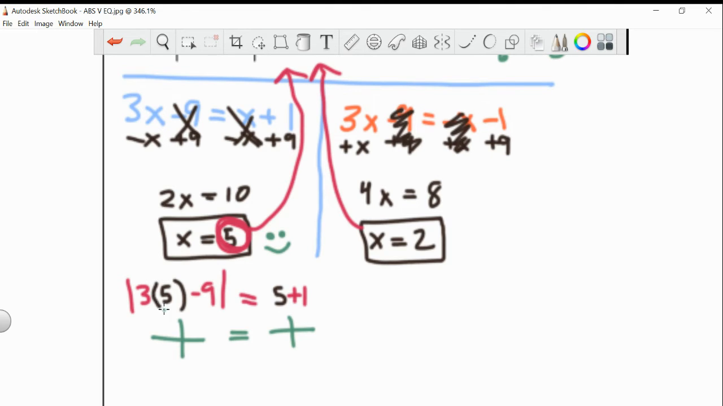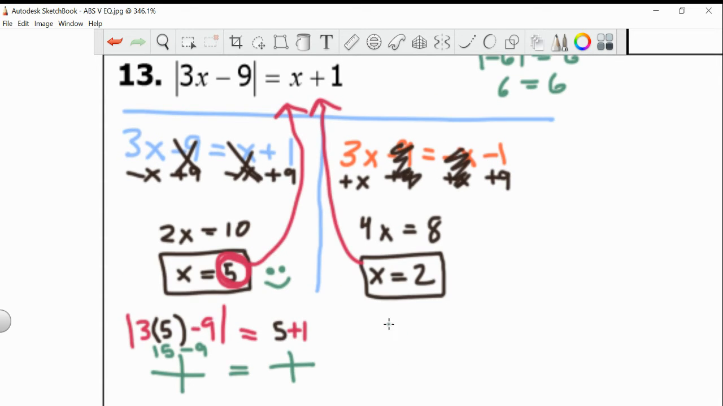Okay, if I do the math here, that would be 15 minus 9, which is 6. Absolute value of 6 is 6. 6 equals 6. Correct. On this side, I need to do the same thing. I'm going to have 3 times 2 minus 9 is equal to 2 plus 1. I've got always guaranteed a positive is equal to 3, which is a positive. So this answer should work as well.